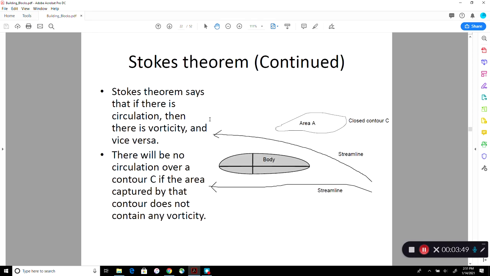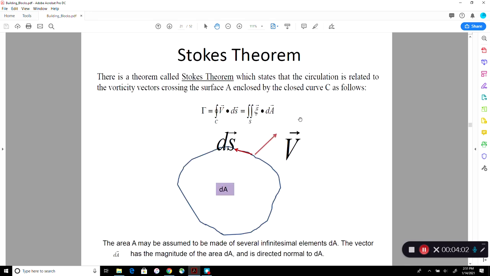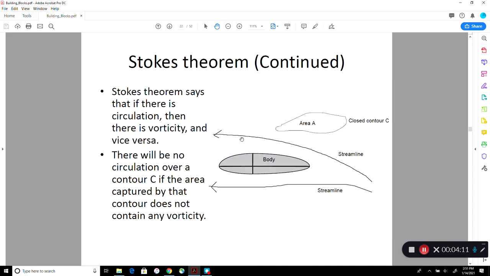What does Stokes' theorem say? Basically, if you have a contour in the potential flow region, irrotational flow outside the boundary layer, since there's no vorticity there, remember it's an irrotational flow, then the vorticity vector is 0 because the vorticity magnitude is 0. That means circulation is 0. Therefore, outside the boundary layer of a body, outside the wake of a body, if you take any closed contour, you're going to get 0 value for circulation.